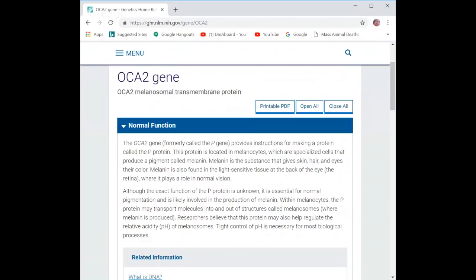With that, they also talk about it being called the P gene. So, OCA2 was originally thought of as the P gene with this P protein. And although the P protein's function is not clearly known, we know that P stands for pigmentation, and we know that these melanosomes or melanocyte cells, there is some metabolic function attached to that.